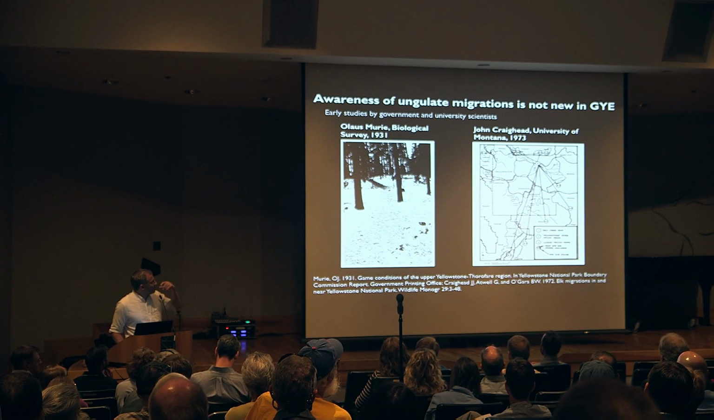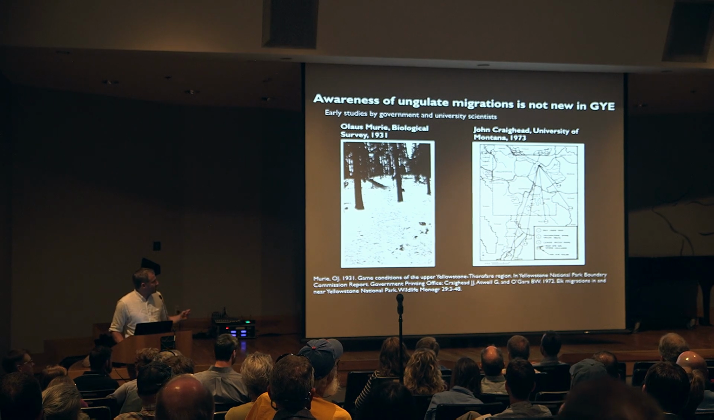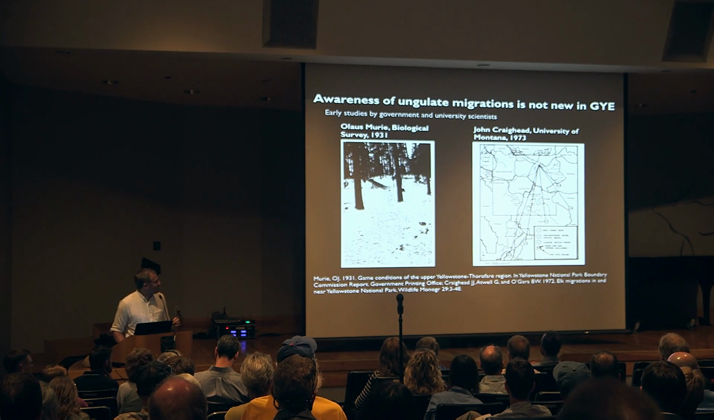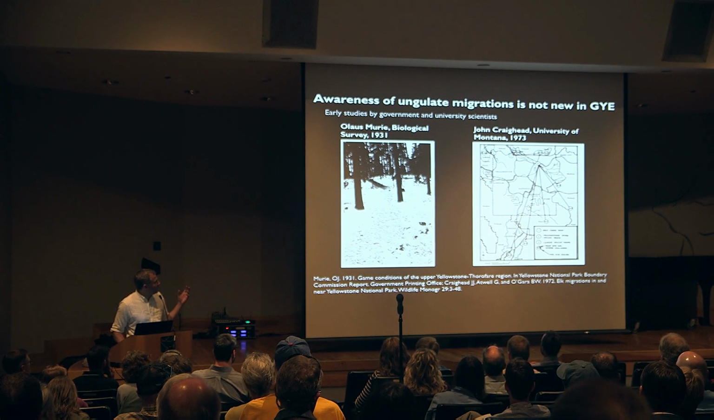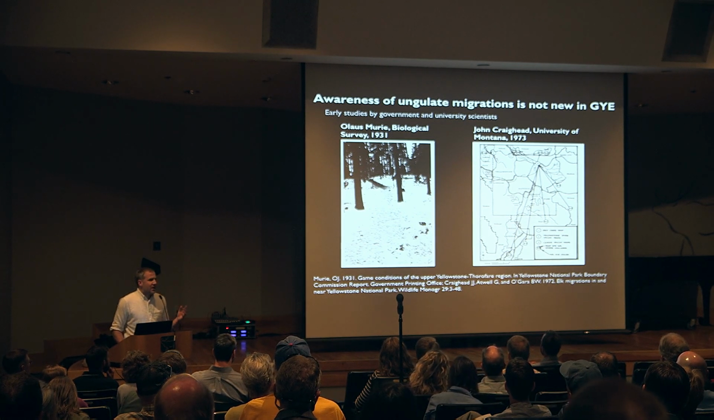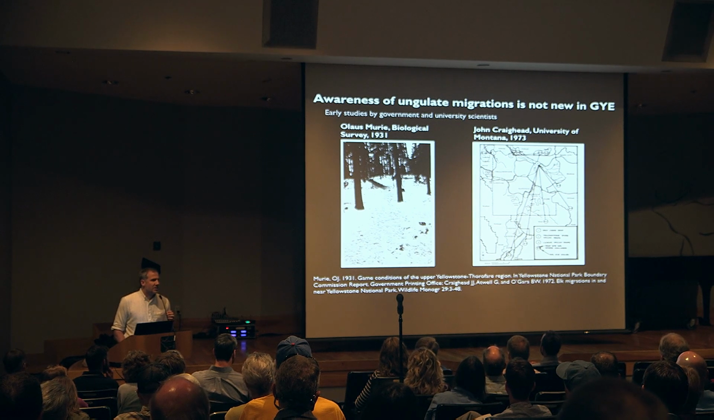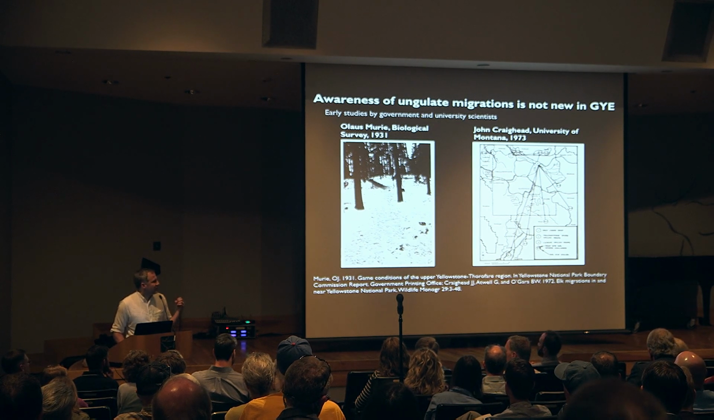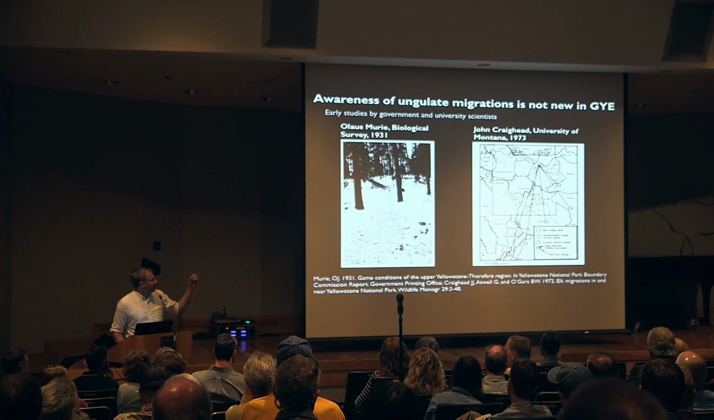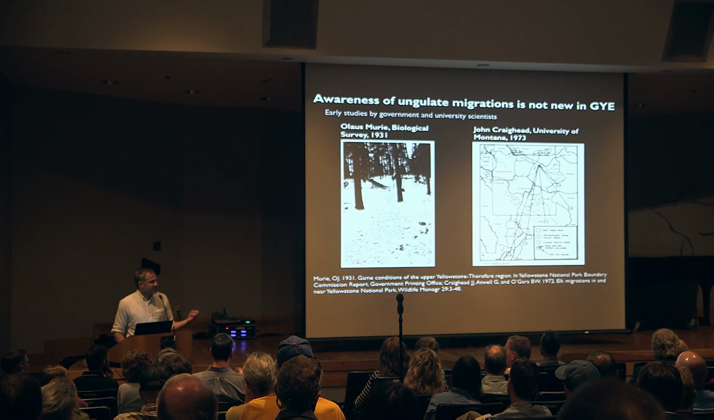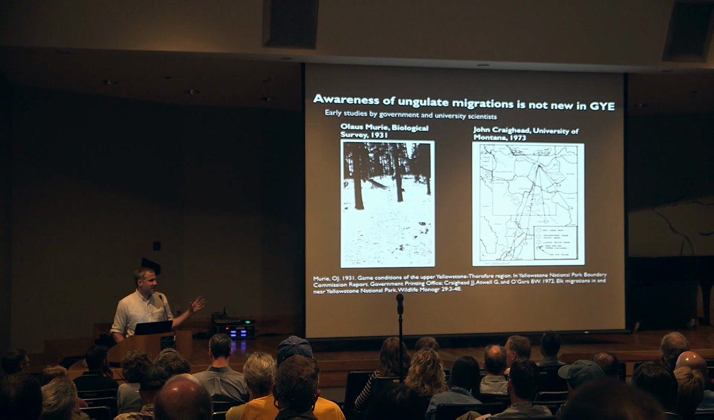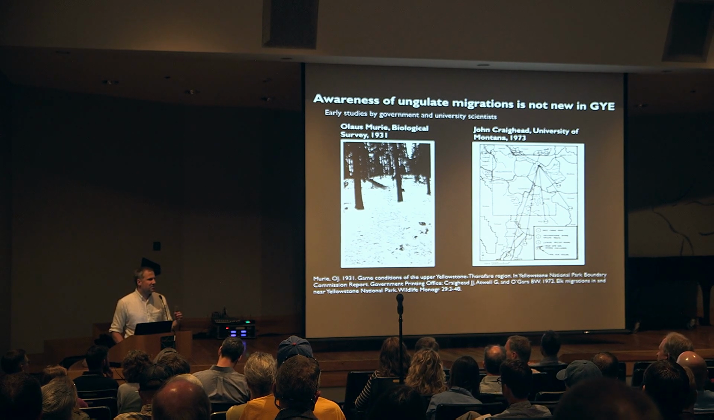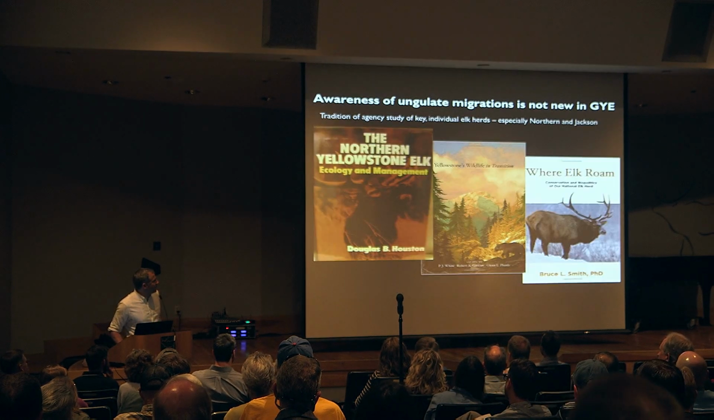Or on the right, the early and really important studies of John Craighead and others at the University of Montana, back when ear tagging and neck banding and maybe early VHF collaring was the only means available to do this tracking, tagging these animals on winter range and then looking for those needles in a haystack on summer range, but painting the early picture that we had of these movements.